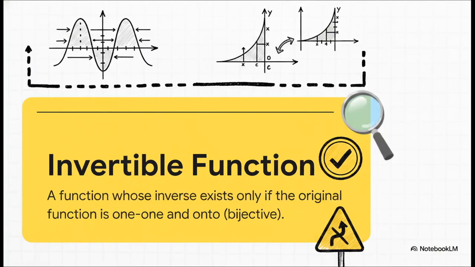To really understand inverse trig functions, we first have to ask a fundamental question. Why can't we just instantly invert a standard sine or cosine function? Well, the answer takes us right back to an ironclad rule you learned in Chapter 1 in Class 11. For any mathematical function to even have an inverse, it absolutely must be one-one and onto, or in formal terms, a bijective function. If it doesn't pass that specific test, you literally cannot talk about its inverse. It's a complete mathematical roadblock.